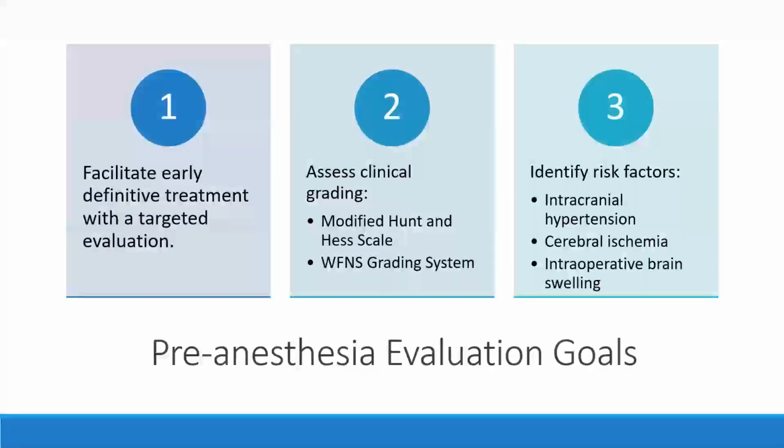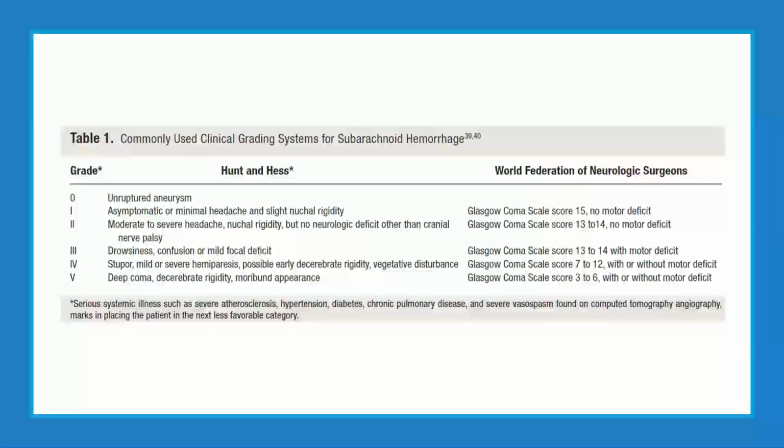Pre-anesthesia evaluation. Facilitate early definitive treatment with a targeted evaluation. Assess clinical grading. We can assess the patient by Hunt and Hess scale or the WFNS grading system. We have to identify risk factors like intracranial hypertension, cerebral ischemia, or intraoperative brain swelling. The commonly used grading scale is Hunt and Hess. It is divided into 0 till 5.